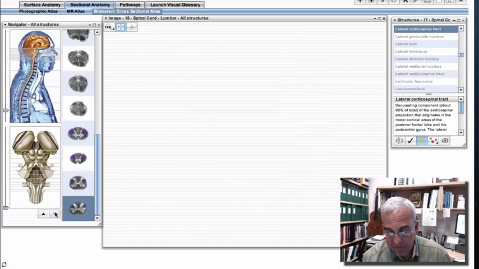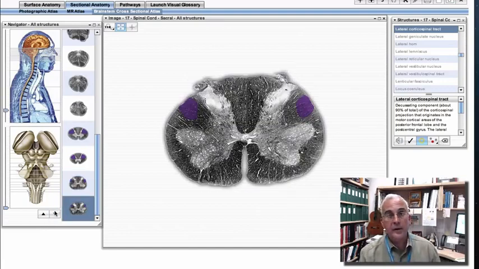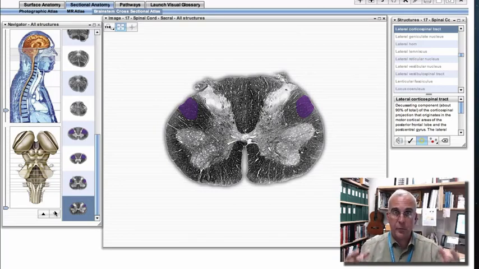and it extends the entire length, although quantitatively the largest portion of the axons of the lateral corticospinal tract are terminating in the cervical segments of the spinal cord, indicating a strong bias of this pathway to govern what we do with the distal upper extremities.